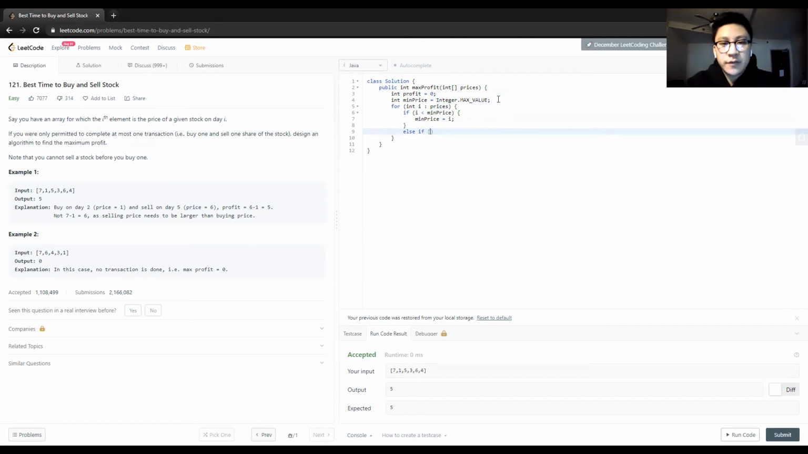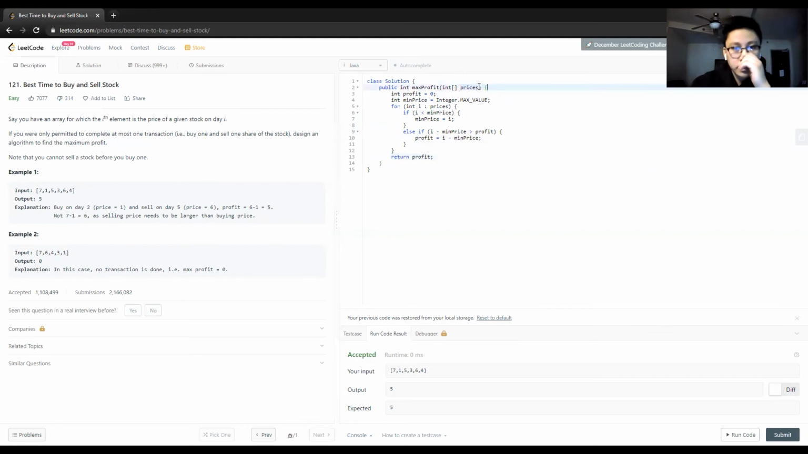So else if i is not our new min price, and i minus min price is greater than profit, so if we find a day where the difference between the sell price at that day and what we bought it at is greater than what we've seen before, then we're just going to update it. Profit is equal to i minus min price.